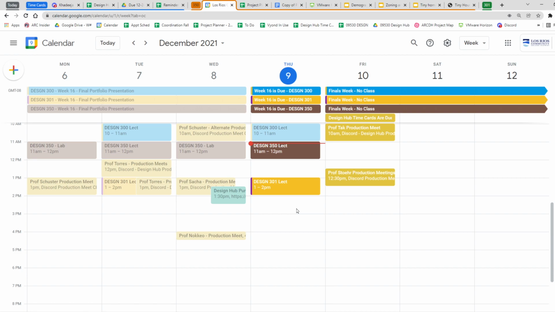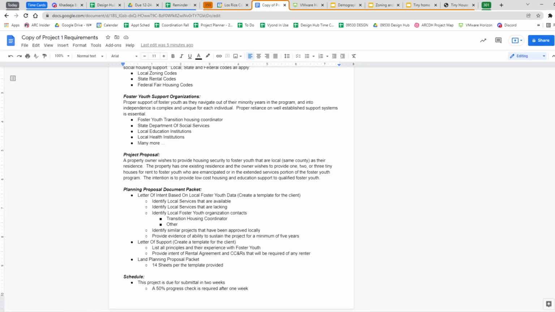And so our next thing was land planning submittal. For your final exam, you have an opportunity to finish out one of the submittals. So I want to show you, this is essentially what goes into a submittal. There's a letter of intent, and this one was from our project based on foster youth. So there's a letter of intent, a letter of support, and a land planning packet.